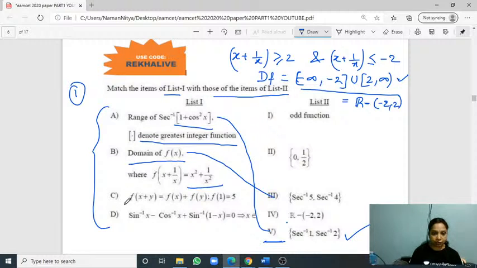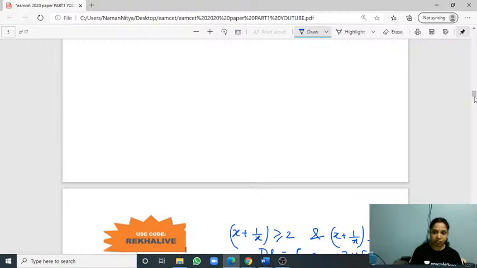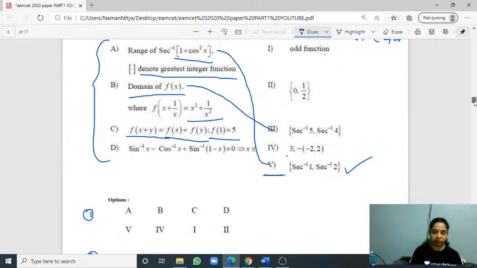Now, you are supposed to calculate for f of x plus y. This is the third one. B we have solved already. So C, what is C? f of x plus y is equal to f of x plus f of y and f of 1 equal to 5. Then you are supposed to find... nothing is given here. What you are supposed to find: whether domain, range, and what other options are there? Odd function. So let me just take the third one. So C I am taking here.